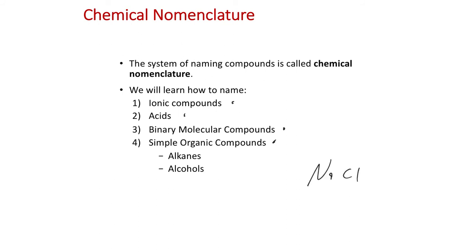you may look at this and say, technically this is a binary compound. A binary compound we'll see is a compound that contains two different elements but in any proportion. So a binary compound could be something like NaCl, could be something like CO2, could be something like CO.